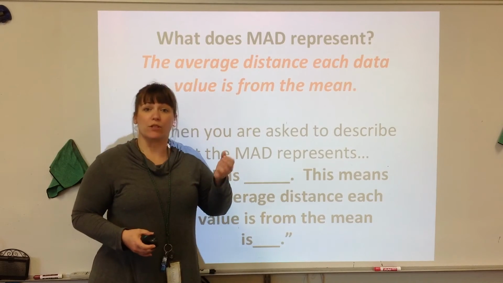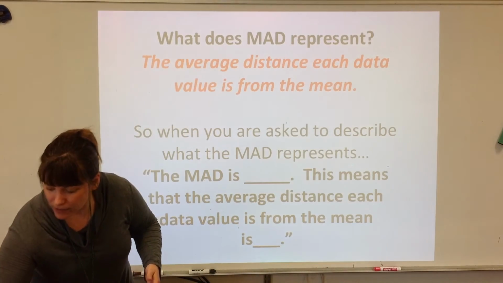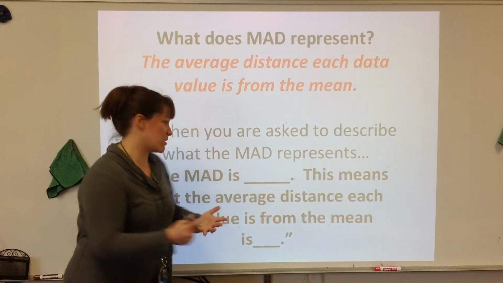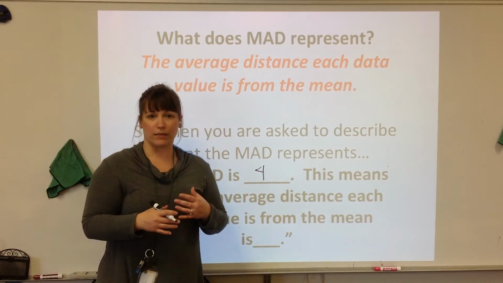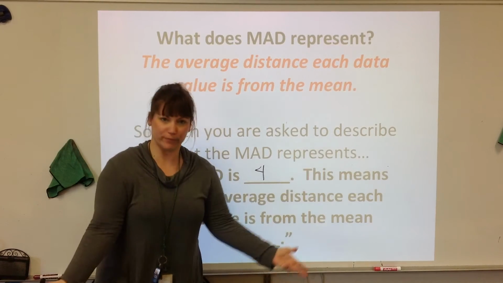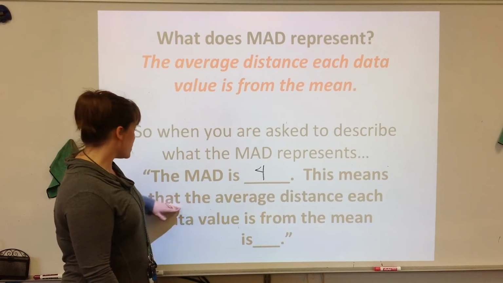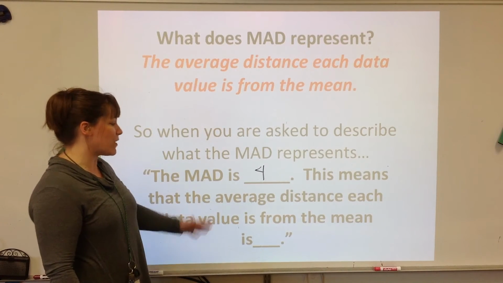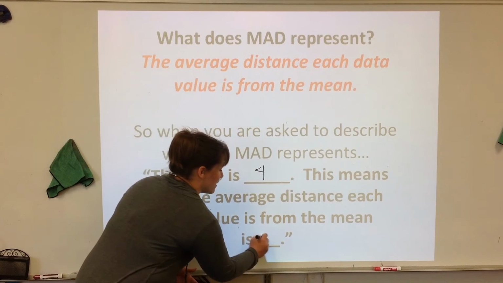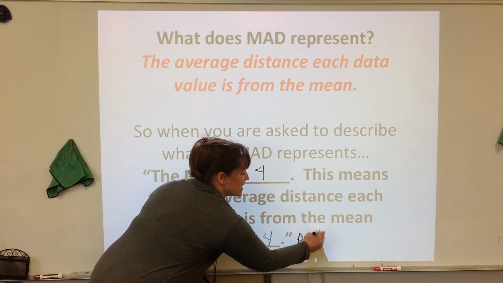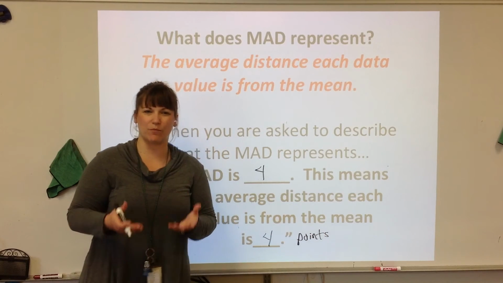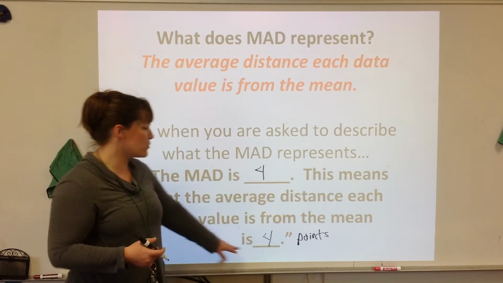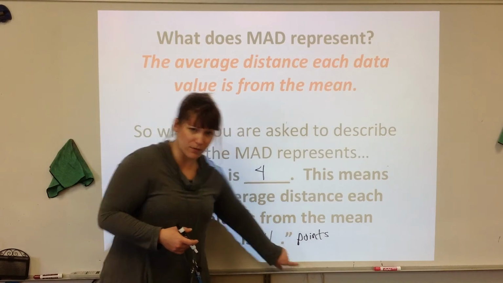For Allie, it was 4. So MAD was 4, and we're talking about basketball points. So one thing that you can say is the MAD is 4. That's what we did when we found all those steps. This means that the average distance each data value is from the mean is 4, and then we're going to always put a context. Context meaning the subject or the units. If it's miles per hour, we would say 4 miles per hour. We do want to add that points is our unit for this example.